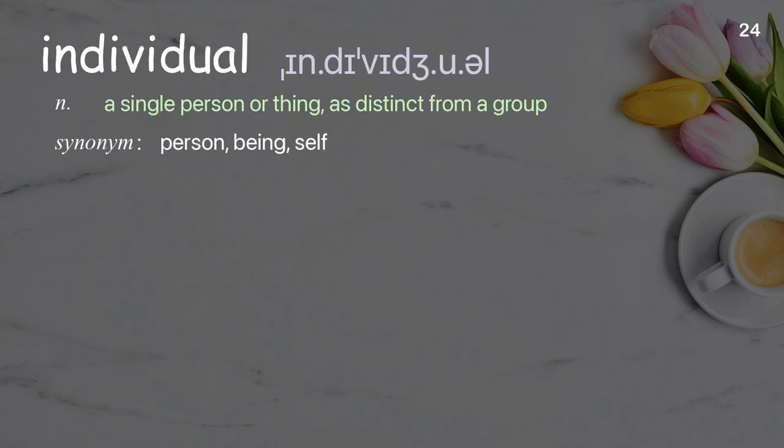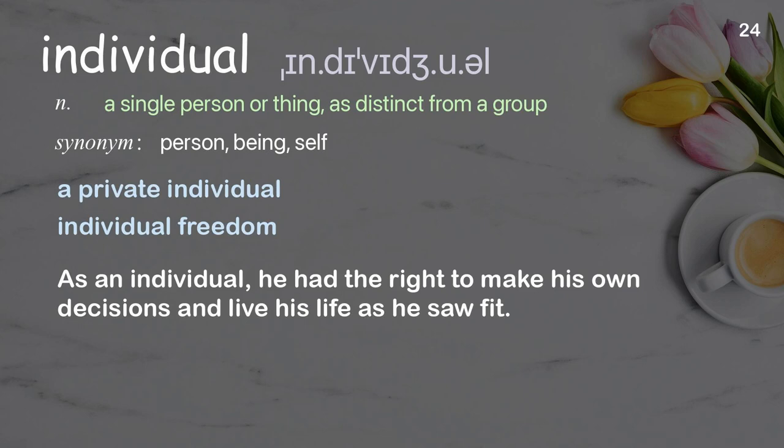Individual: a single person or thing, as distinct from a group. Examples: a private individual, individual freedom. As an individual, he had the right to make his own decisions and live his life as he saw fit.